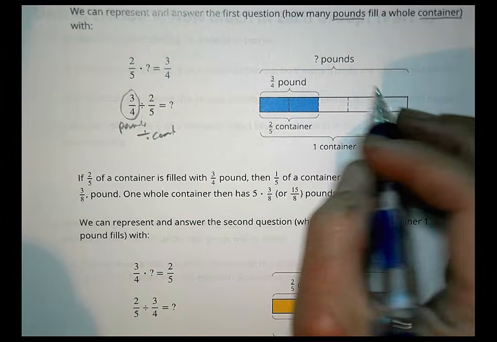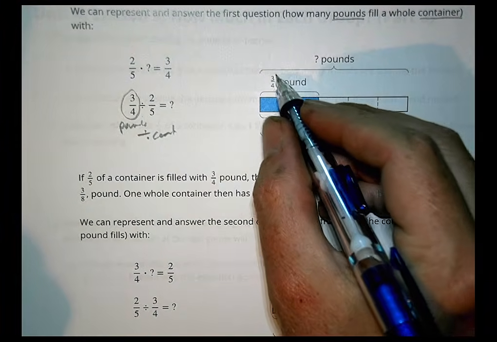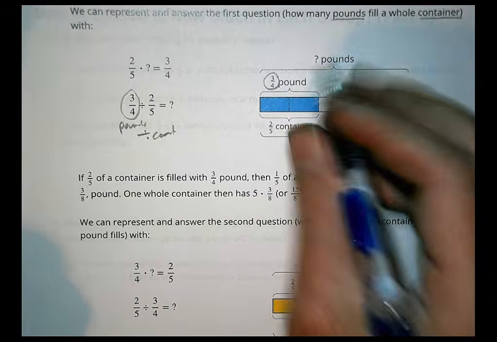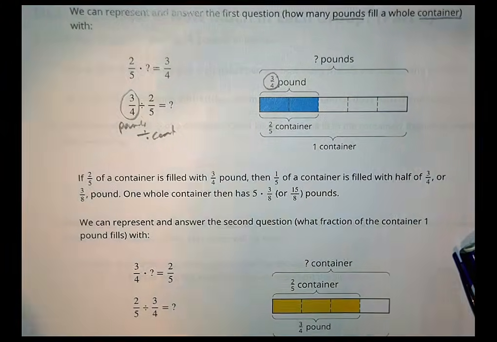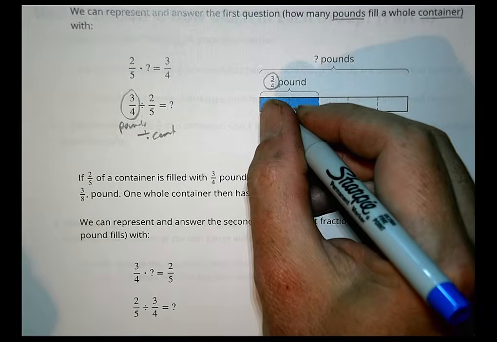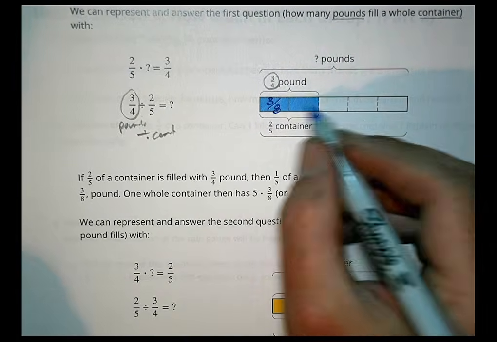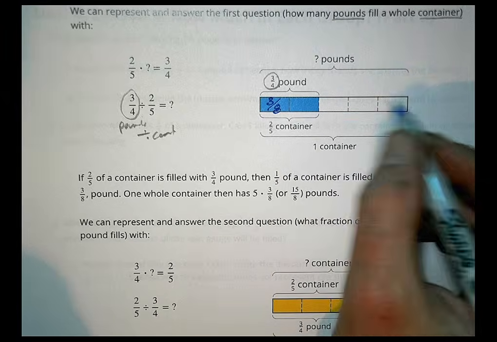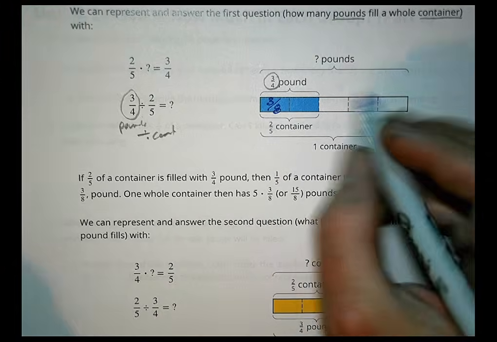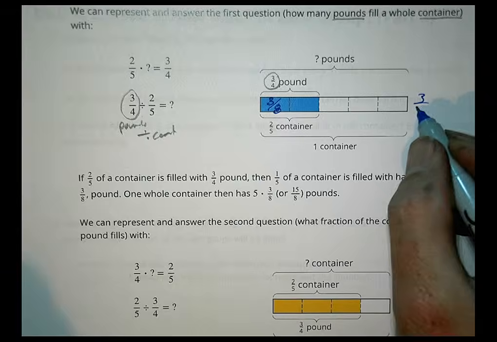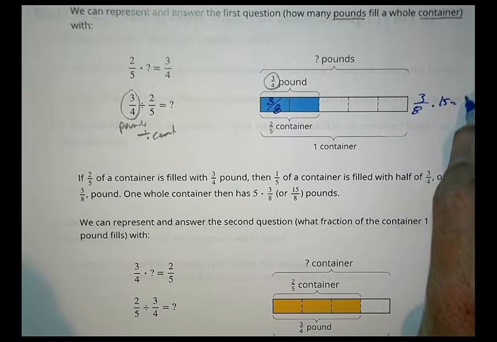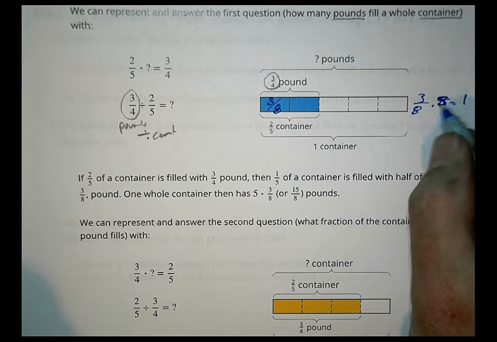I could look at that and say, well, if I take half of 3/4, just as a math concept here, half of 3/4 is going to be 3/8. And I'm going to end up with 5 of those altogether, because there's 5 of them. So if you think about 3/8 times 5, you end up with 15/8.